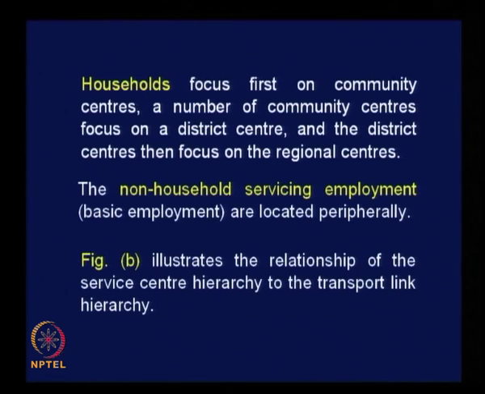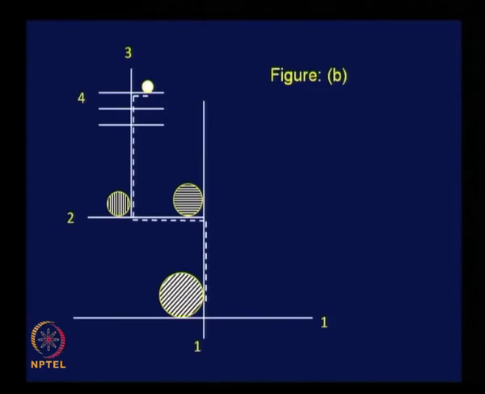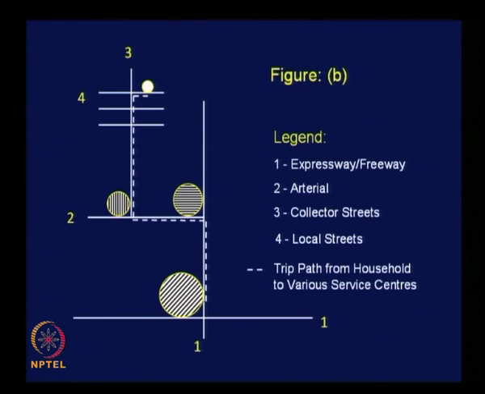And how do we fit the transport system hierarchy with the activity centers hierarchy is a question. Unless we fit both these hierarchies, we will not be able to understand the benefit or disbenefit of a particular structure. So we must see how these 2 hierarchies fit with one another. This is the fitness of the transport system hierarchy with the activity center hierarchy. You can see the 4 categories of roads indicated with their respective numbers, right. And of course, the legends can be seen here. Number 1 is expressway, number 2 arterial, number 3 collector streets, number 4 local streets, and the dotted line indicates trip path from household to various service centers.